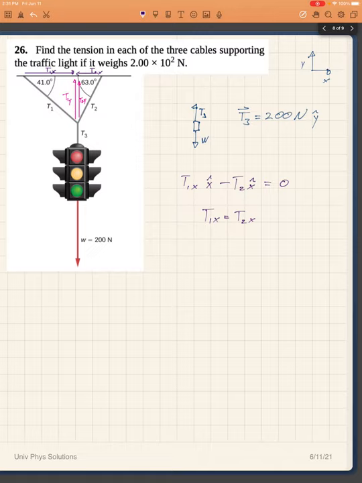If you notice, the x component is the adjacent side to the angle that we're given, in this case 63. So T2x would be T2 times cosine of 63 degrees. And T1x would be T1 times cosine 41 degrees. For now, that's as far as I can get on my x components.